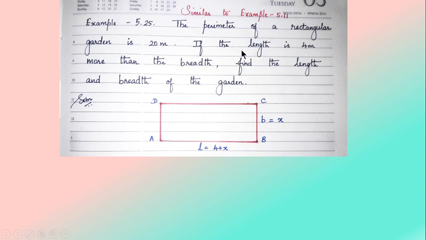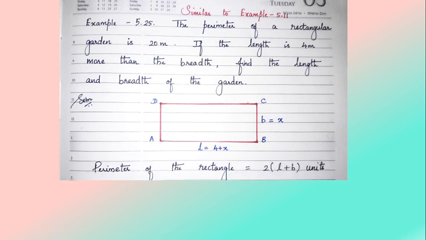And what else is given? If the length is 4 meter more than the breadth. So if a comparison is given, the first preference should be given to what it is compared with. Here the length is compared with its breadth, and the value of the breadth is not given, that is, it is unknown. That's why we are assigning it as x. So breadth is equal to x. What happens automatically for its length? It says that the length is 4 meter more than the breadth. More than refers to plus, so you have to use plus here. So length is equal to 4 plus x.